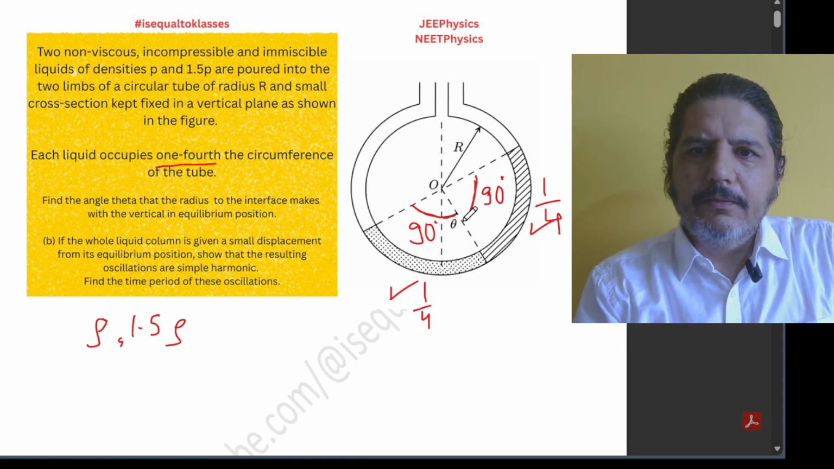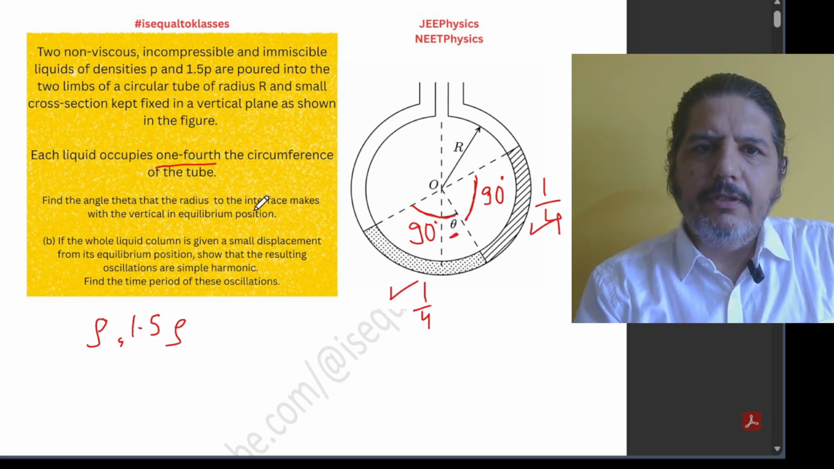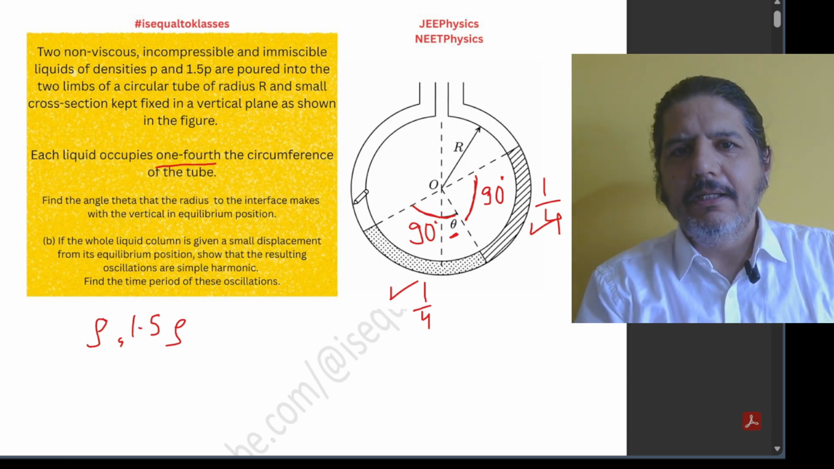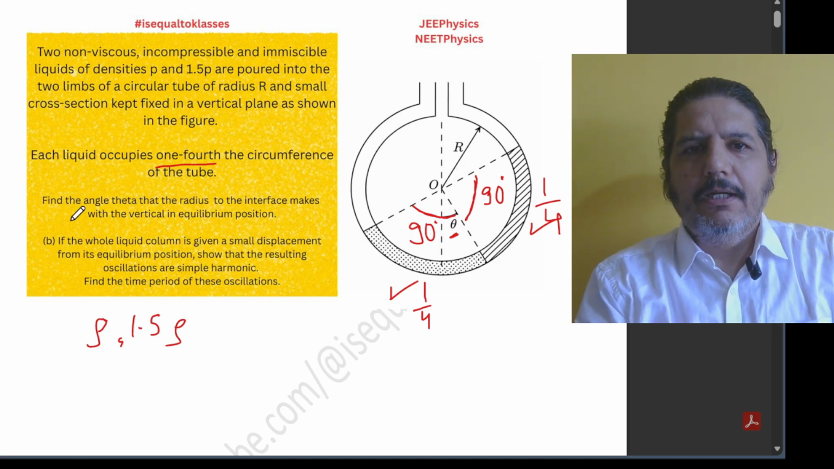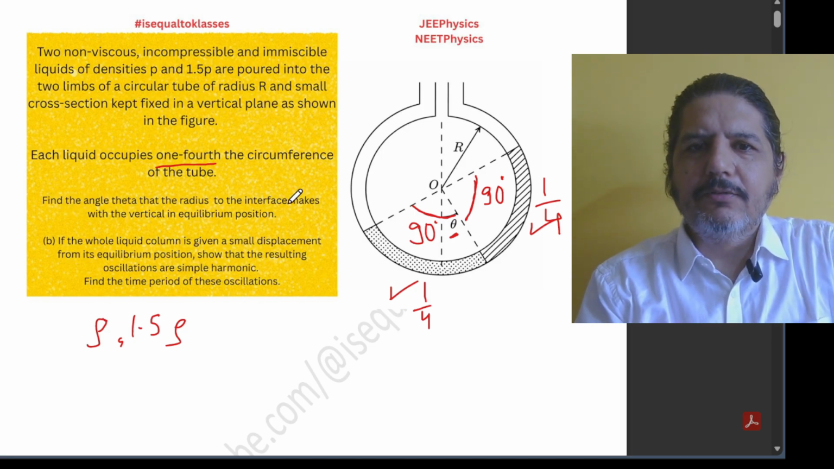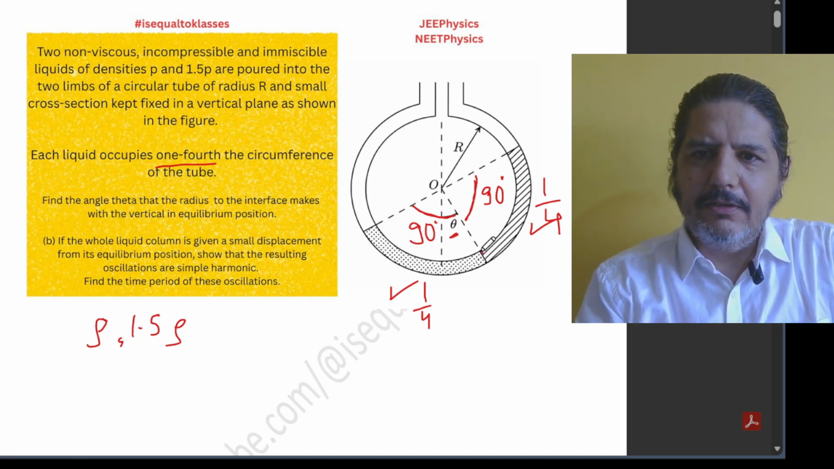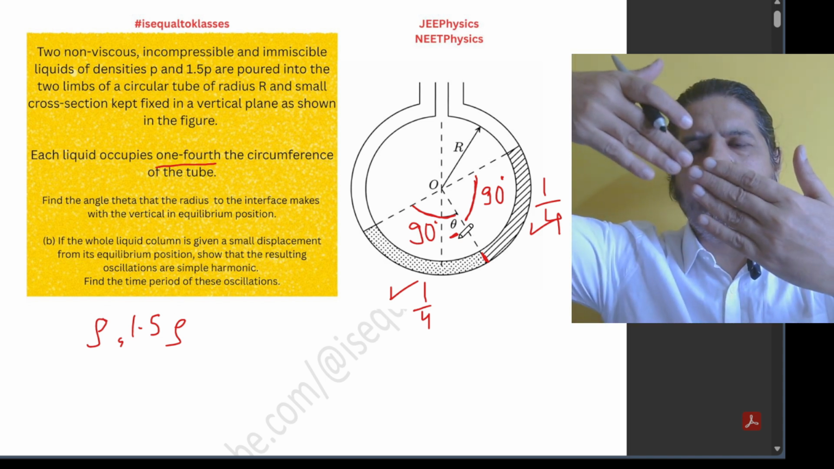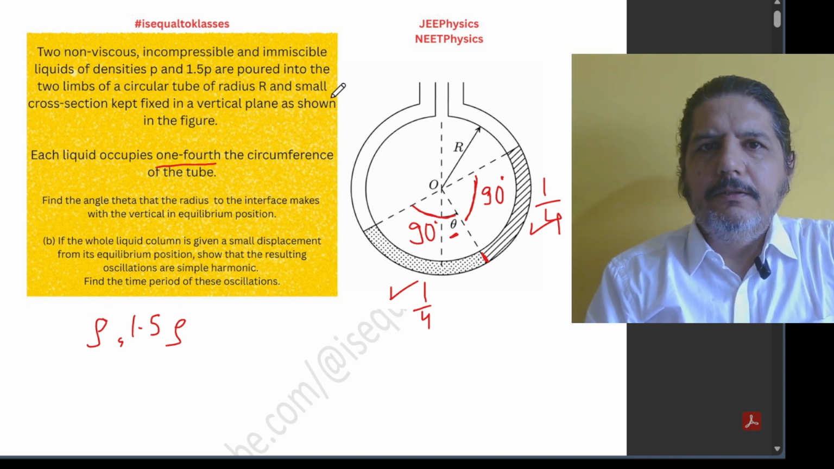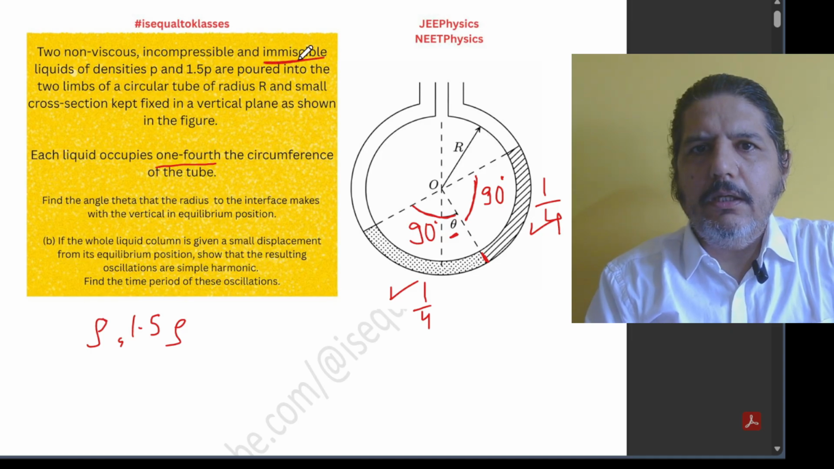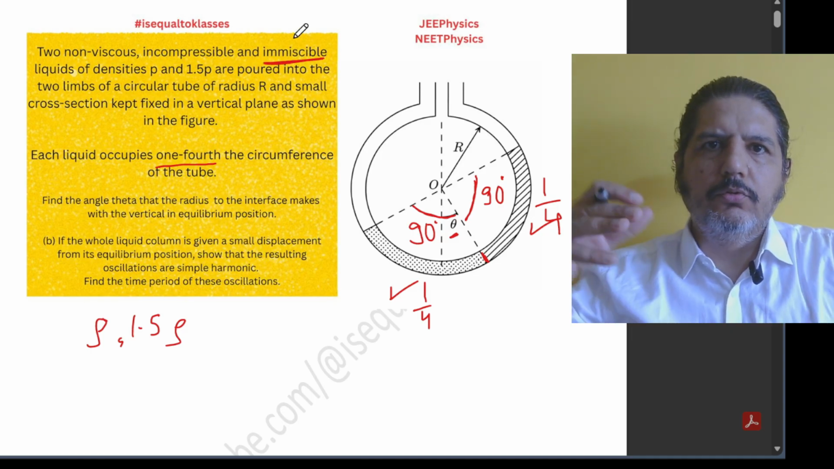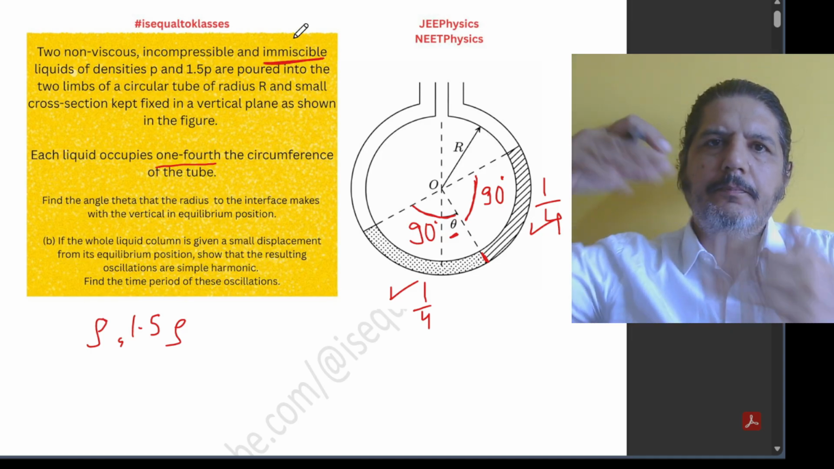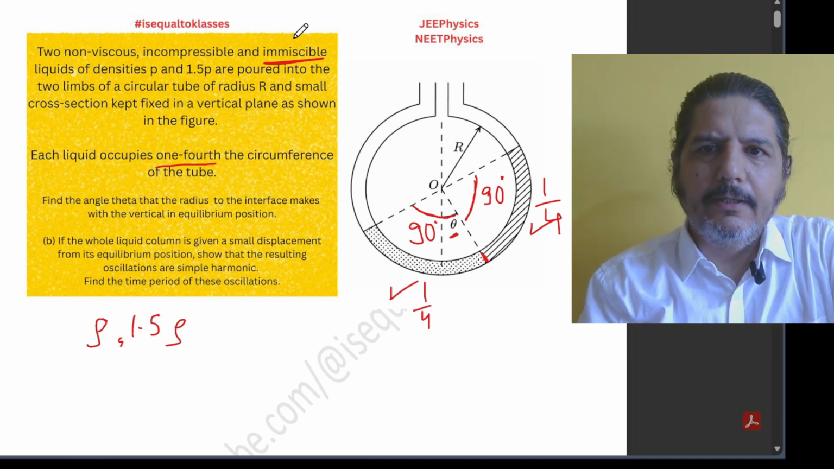Find the angle theta. So this is the angle theta that the radius to the interface makes with the vertical in equilibrium position. So this is the interface. Interface implies where the two liquids are touching each other. See, these are immiscible liquids, so they won't dissolve into each other. So that we should be clear.